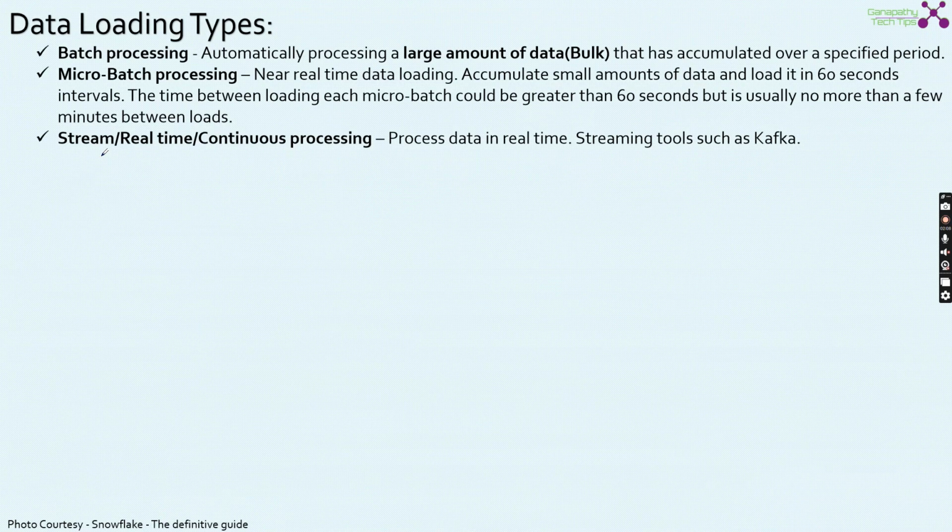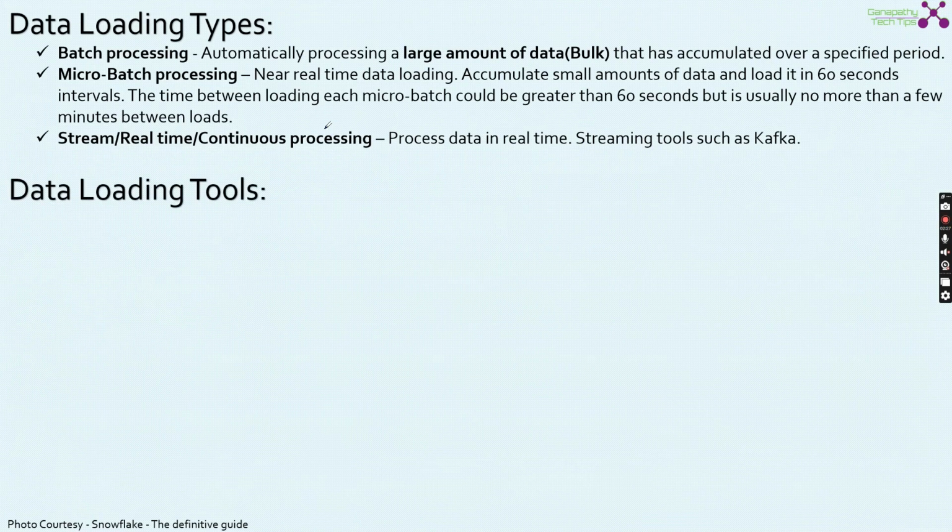Moving on to the third type, which is real-time processing. We can call it by different names like stream processing or continuous processing. It processes the data in real time, meaning loading the data as it is within millisecond or microsecond latency. Streaming tools such as Kafka are the best example for stream processing.